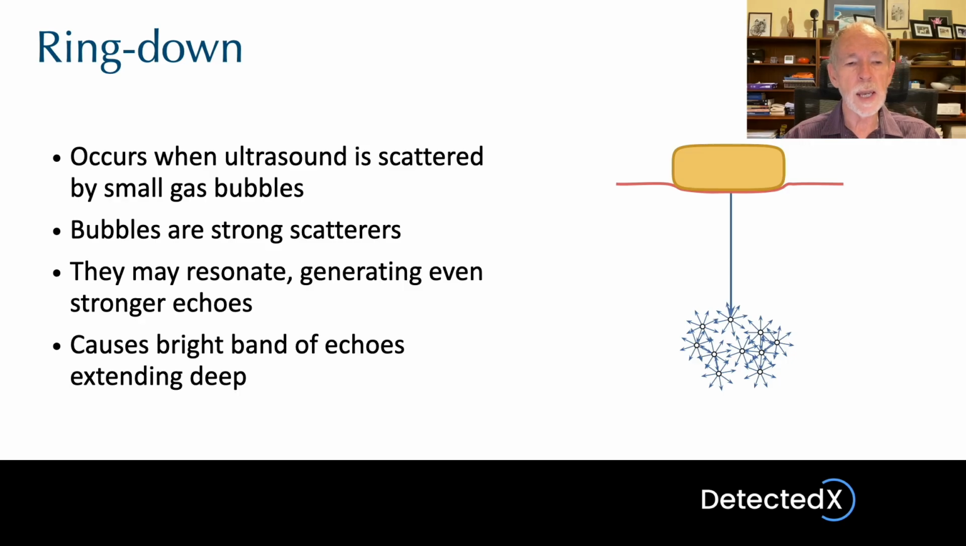The important thing to understand, though, is that this process goes on, that the ultrasound scatters back and forth between the gas bubbles. So the scattered ultrasound from one gas bubble will strike another bubble and scatter from it. And we also have the extension of the echoes due to resonance. And so the net result is a band of bright echoes extending from wherever these bubbles may be located deep into the image, often all the way to the lower limits of the image itself. Let me show you two examples.